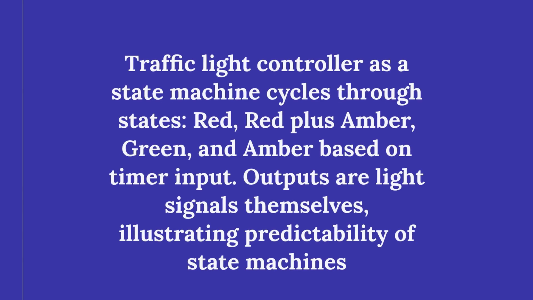Consider a traffic light controller as a state machine. It cycles through states: red, red plus amber, green, and amber. Each transition occurs based on a timer input. Outputs are the light signals themselves. This simple example illustrates the predictability of state machines.